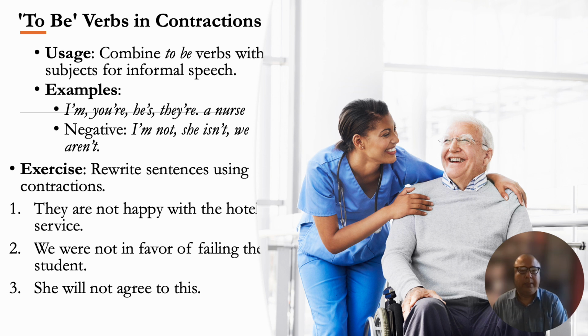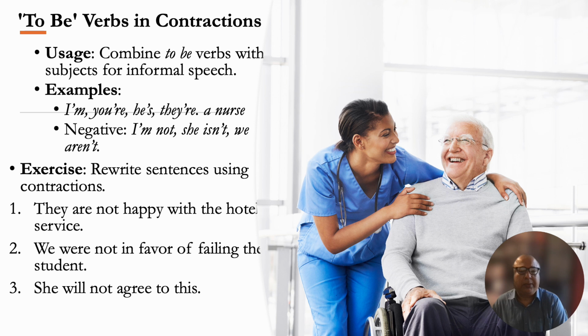All right? Okay. When people speak, they don't speak in full forms of verbs such as I am, you are, he is. People speak very fast. So when native speakers of English speak, they contract to-be verbs. So I am becomes I'm, you are becomes you're. Rather than saying you are, people say you're.